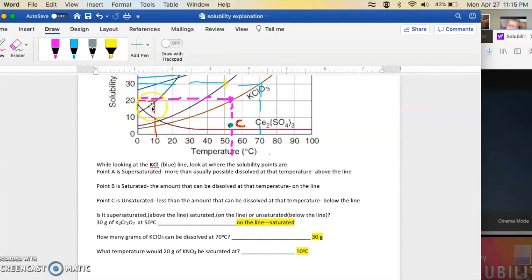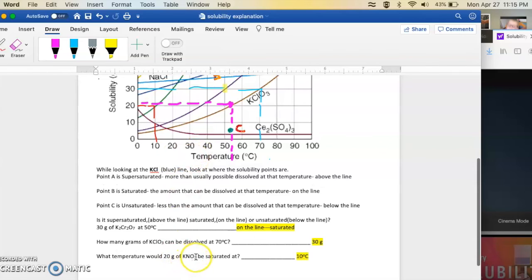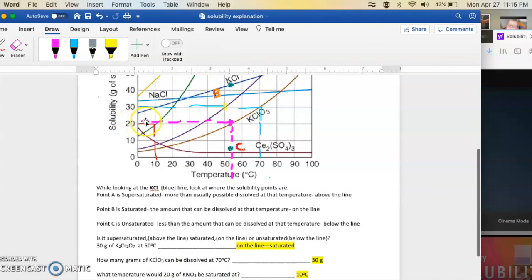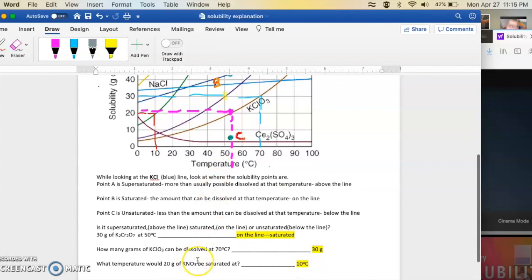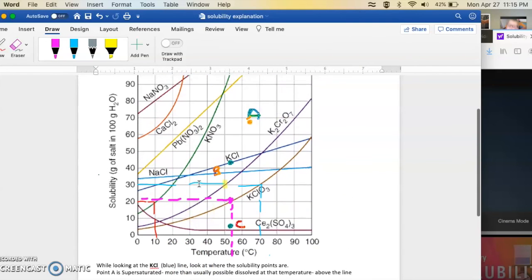Now if we were to do it the opposite way, where I give you the grams and we solve for temperature, let's do that for our last example. What temperature would 20 grams of KNO3 be saturated at? Meaning it has to be right on the line. So let's find 20. Oh, we have to run across and see which line it comes in contact with. It comes in contact with lots of lines, so let's figure out where the KNO3 line is. KNO3 line is what color? KNO3 is green, so here it is.